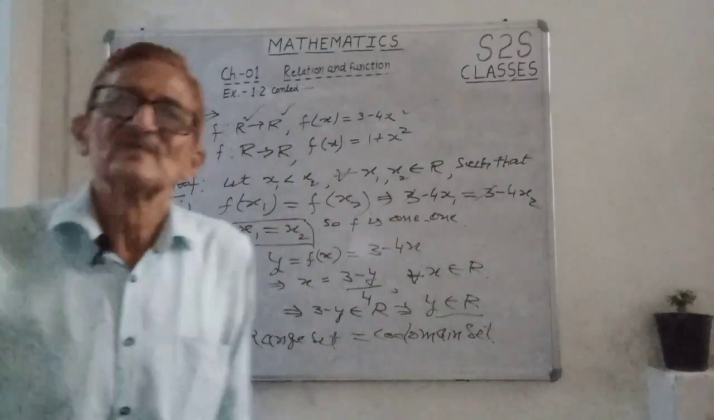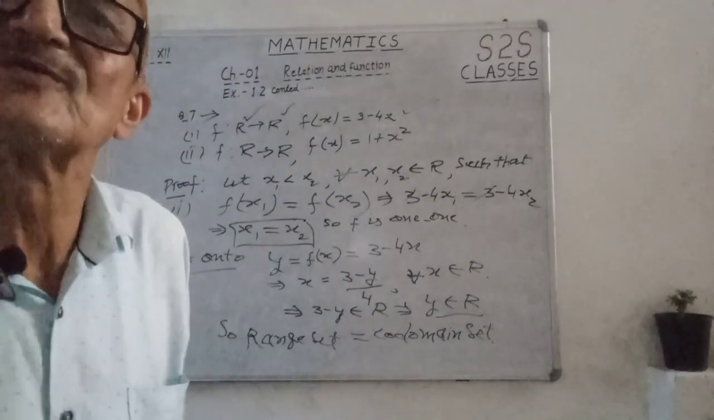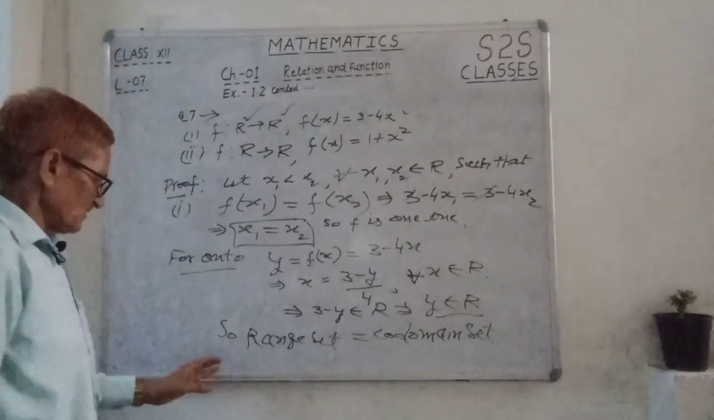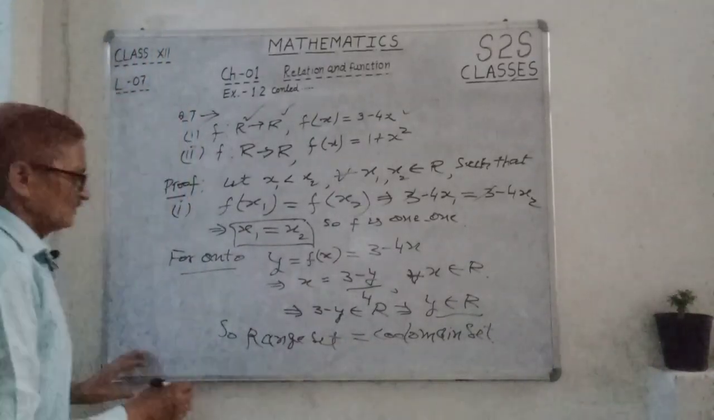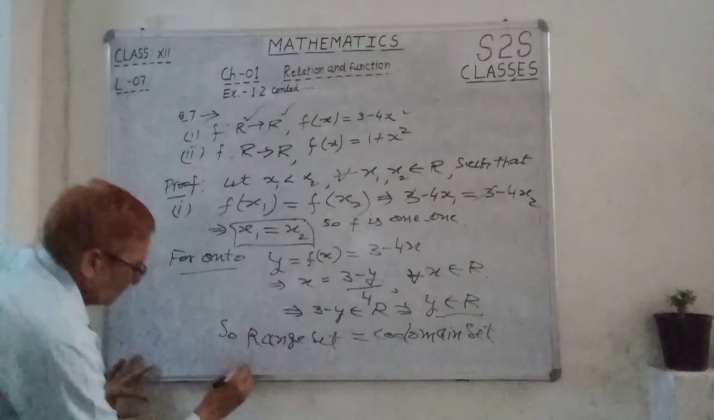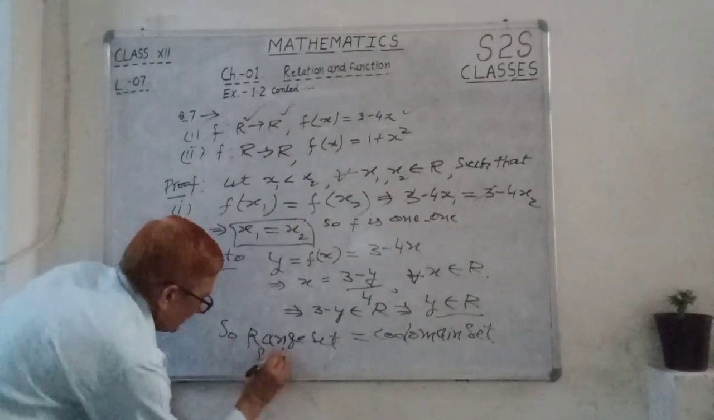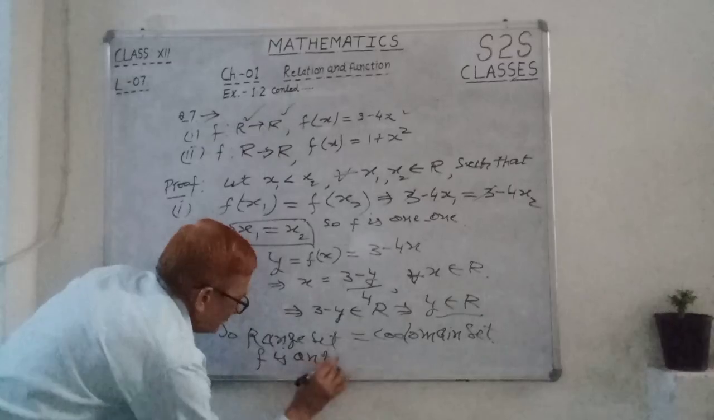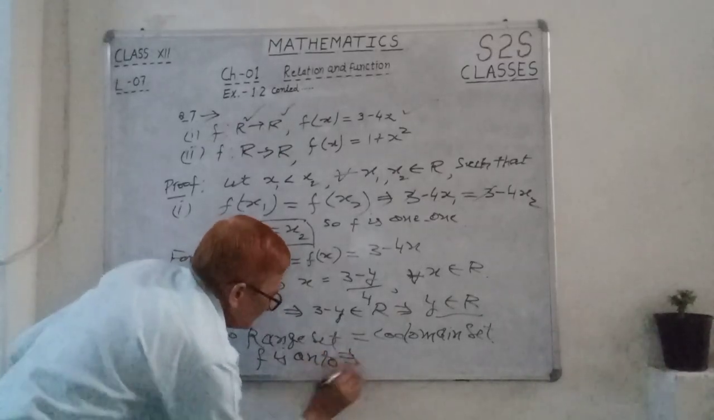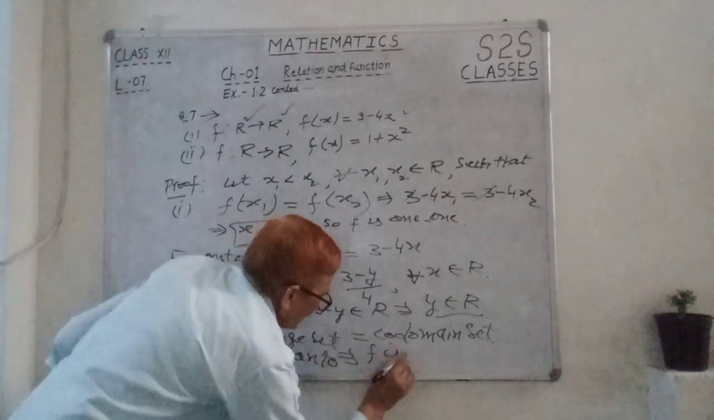Okay, now we have to say that this is onto. So it is one-one also, onto also. f is onto. This implies f is bijective.